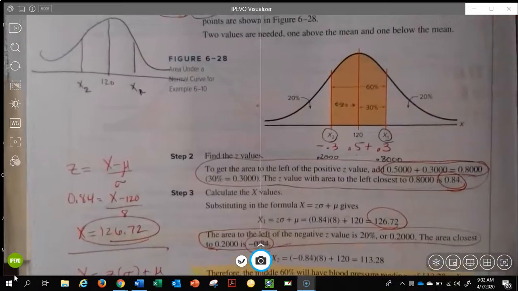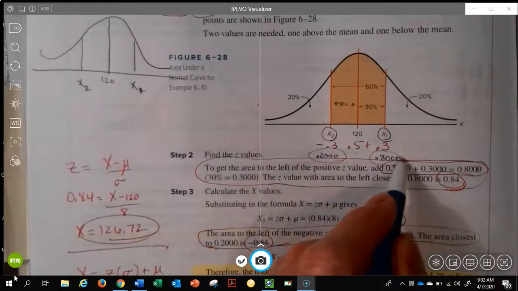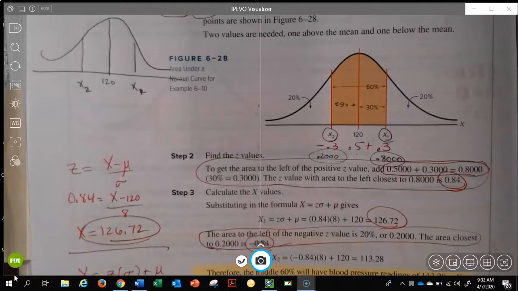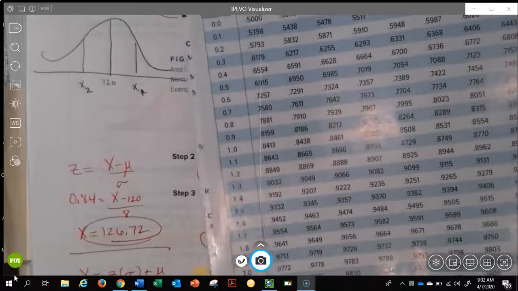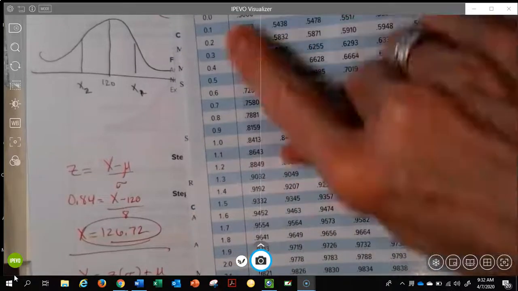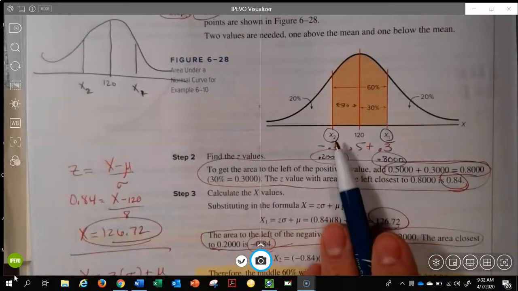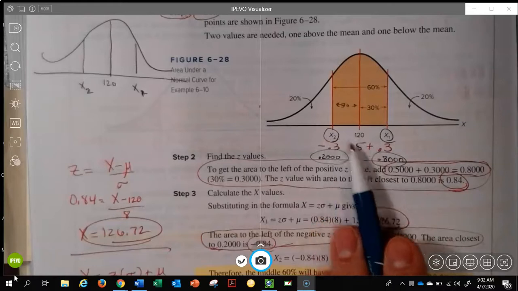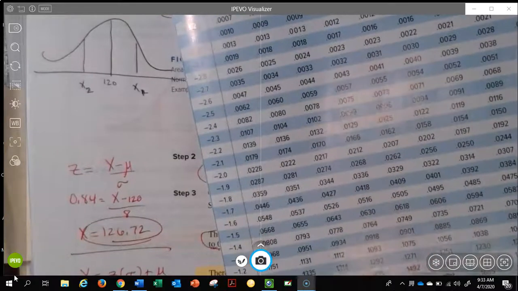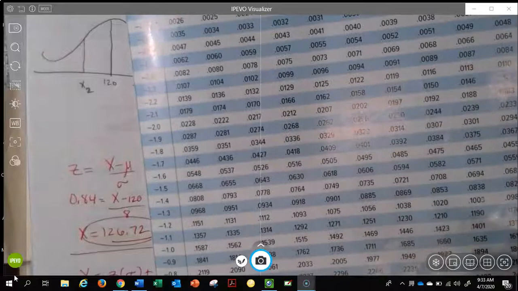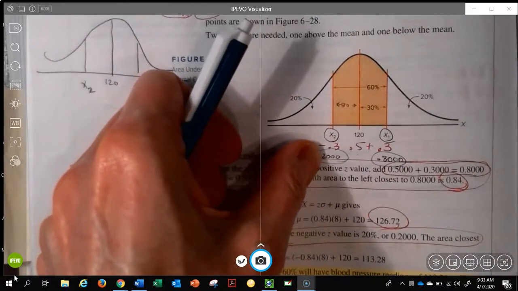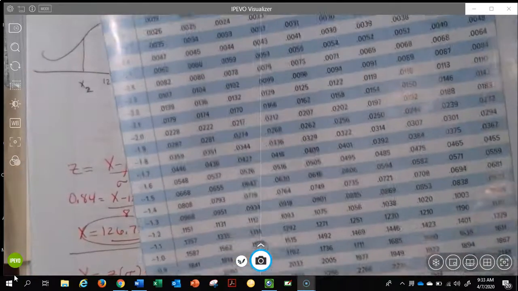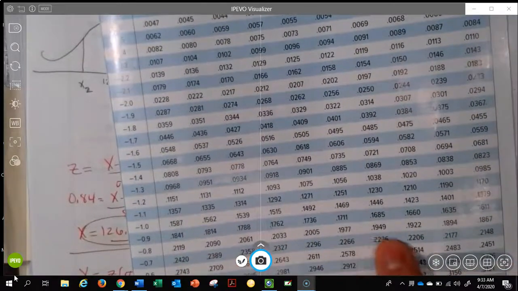But right here, I now have two probabilities that I've got to go look up on my table. And so when I go to my table at 0.2000, I don't see 0.2 anywhere on my positive side. And that makes sense. I'm to the left on the bottom side of half, so my 0.2 is going to be on the negative side. Again, I think it might do you better to not see it as a 0.2, but to see it as 2,000.